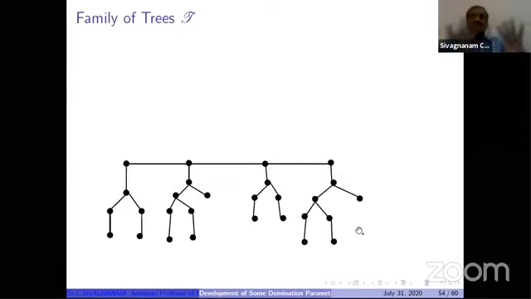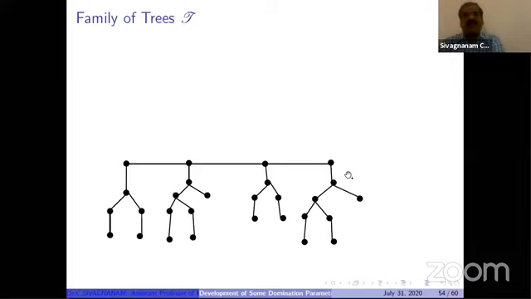So this type of trees we have, one big family. That family is denoted by T. This family we have to think about.